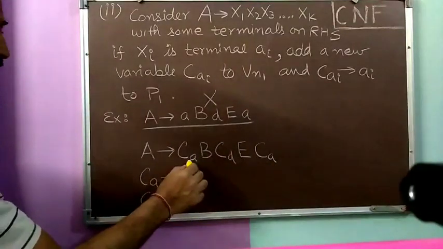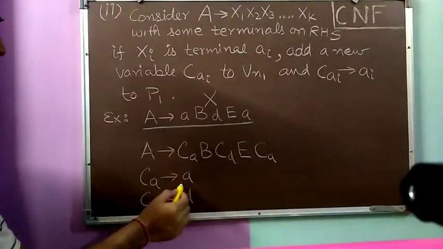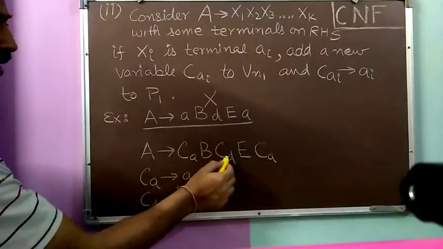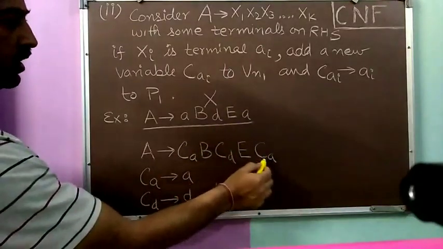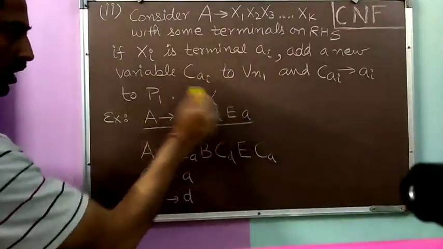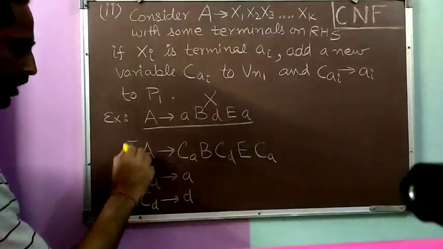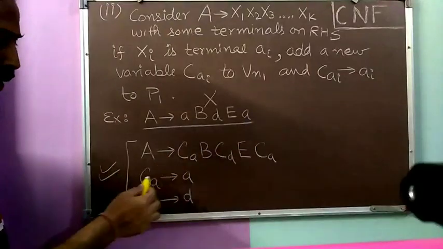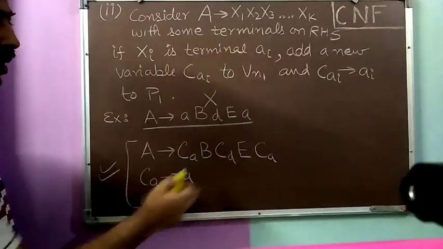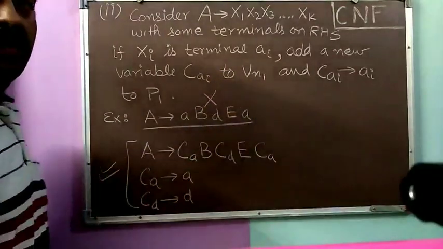Now this Ca derives a, so ultimately a will come. This B is as it is. This Cd will derive d, so d will come here. This E is as it is, and this Ca will derive a. So this production will be removed and these three productions we will add to the set P1. And the newly introduced variables, that is Ca and Cd, we will introduce into the Vn1.